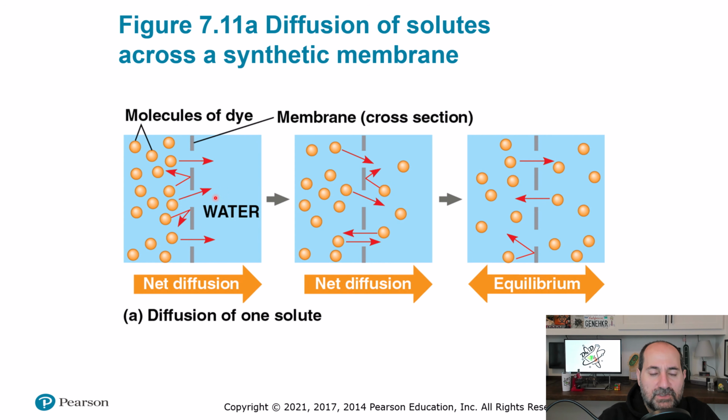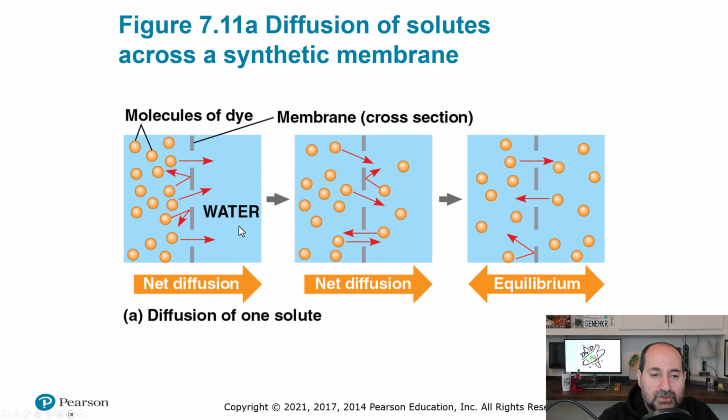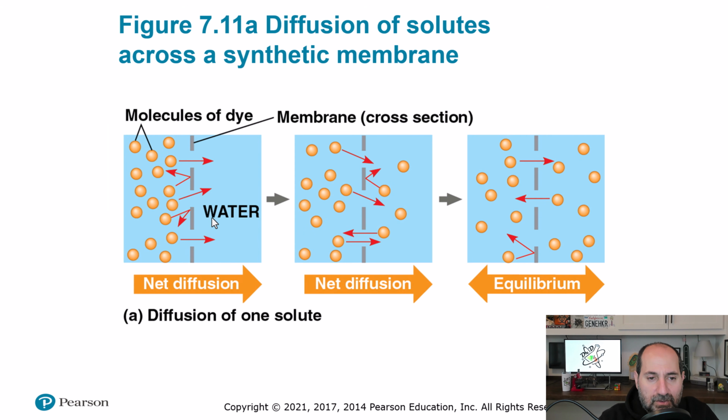And do you recall these very important terms? If solute is diffusing across a semi-permeable membrane, like this dashed line in this example, then that is an example of dialysis. Remember, that's dialysis. If solvent, usually water, is what's crossing the semi-permeable membrane and not the solute, then that's osmosis. Do you recall? So which example is this on this slide here? Is this dialysis or osmosis?